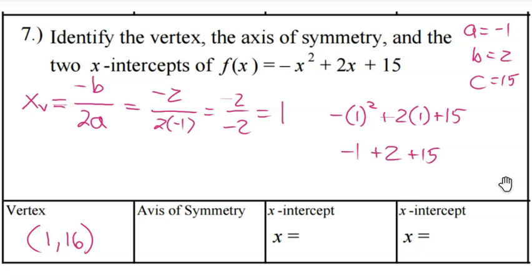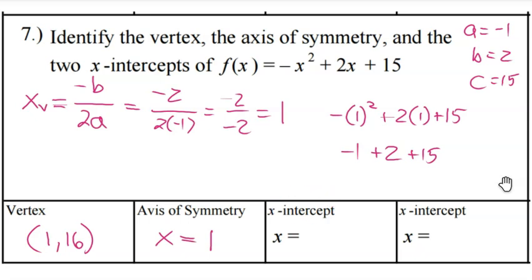Now we're going to do the axis of symmetry. I really hate that I put a V here. That's supposed to be an X, axis of symmetry. And remember, the axis of symmetry is a vertical line, x equals, and it's whatever the x value is of the vertex. So the axis of symmetry is at x equals 1.